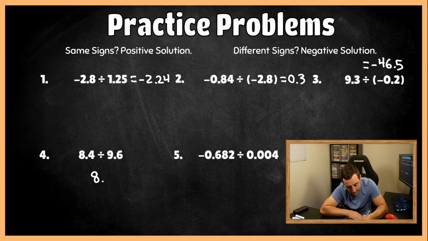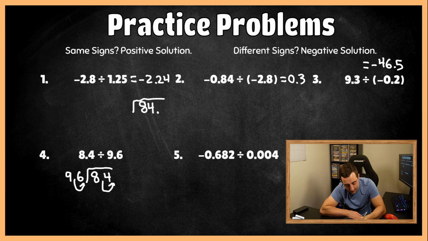8.4 is going to be on the inside, or the dividend. 9.6 is going to be our divisor. We're going to move this one place value to the right for both, and then we'll rewrite it up here. So we have 84 point, and then on the outside we have 96. We'll move our decimal point up into our final answer.